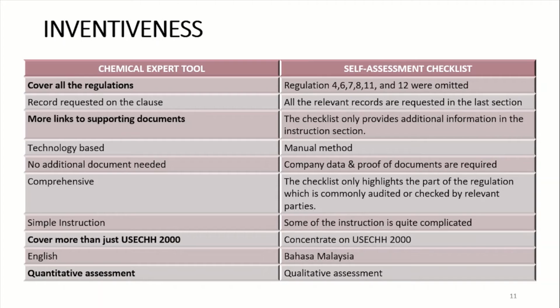A part of this study is for us to compare the chemical expert tool with self-assessment checklists that have been developed by DOSH. So among the advantage of the tool is it covers the whole regulations, and it covers more than just USECHH 2000, whereby we can embed other guidelines in this tool, and it is a quantitative assessment whereby user can have a percentage of compliance towards USECHH 2000.